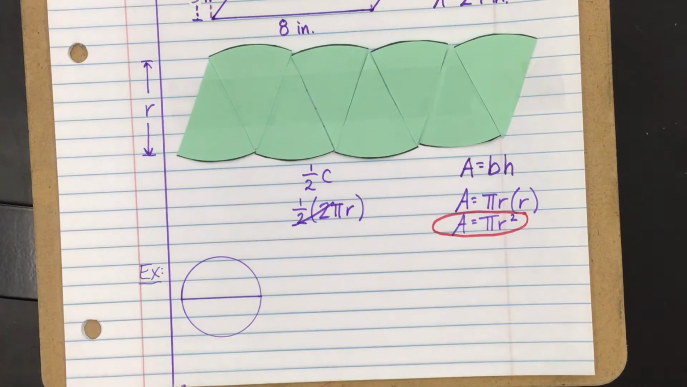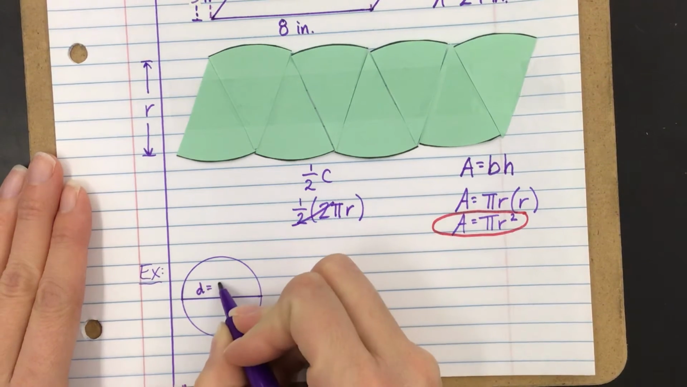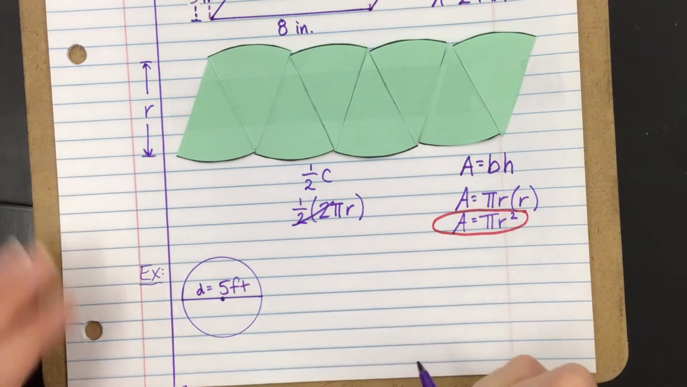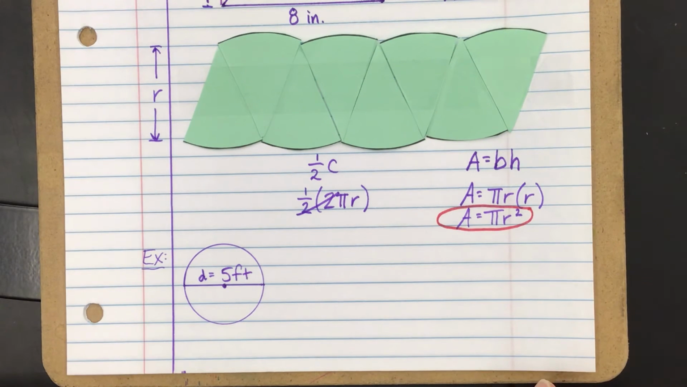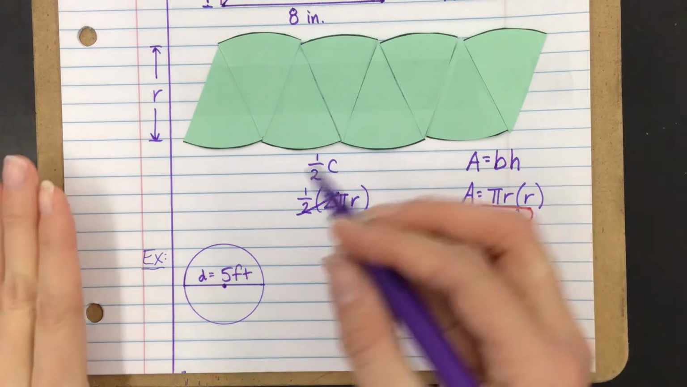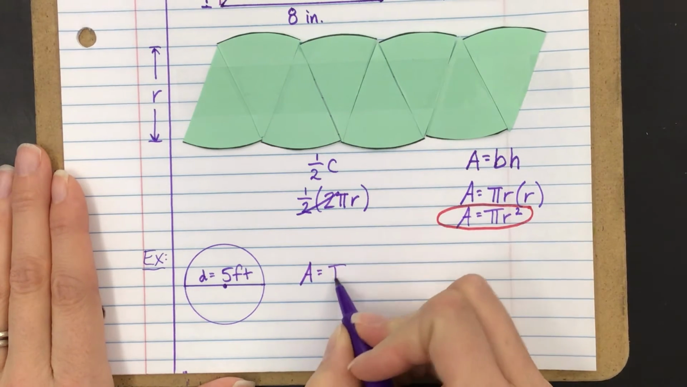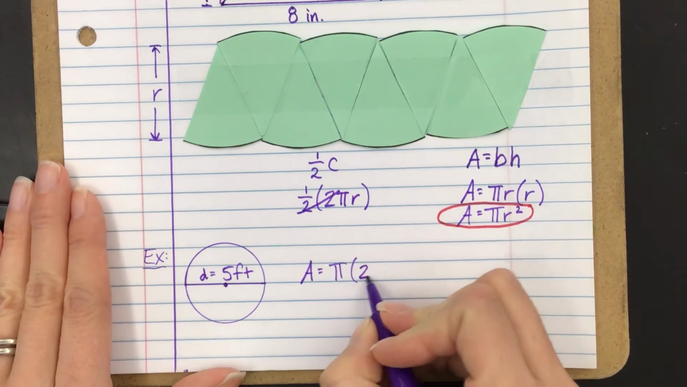So let's say that your diameter here is 5 feet. Okay. If we are given the diameter, how do we find the radius? Yes, we divide it by 2. The radius is half of the diameter, so if they give you the diameter, you're going to have to divide it by 2 before you stick it into the formula. Okay. So if we divide 5 by 2, that is 2.5.